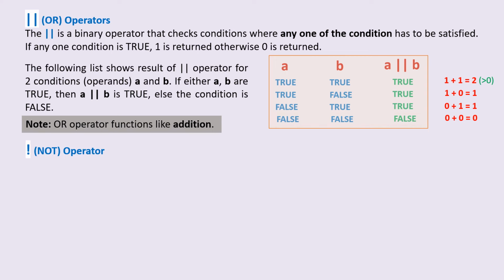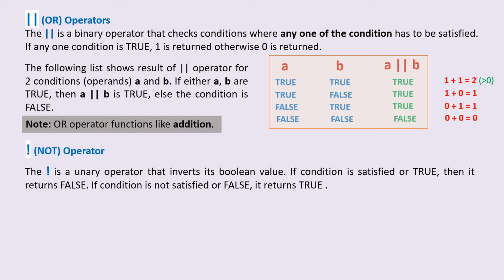The NOT operator, represented by the exclamation mark. The NOT is a unary operator that inverts its Boolean value. If the condition is satisfied or true, then it returns false. If the condition is not satisfied or false, it returns true. Let's look at a few examples.